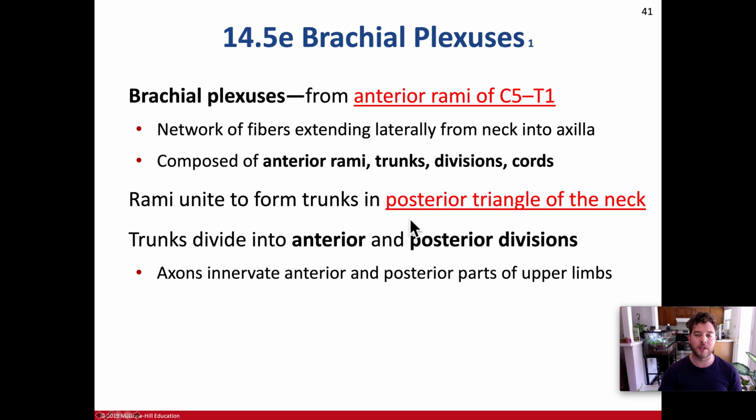So the rami unite to form trunks in the posterior triangle of the neck. The posterior triangle of the neck is bordered by your sternocleidomastoid, your SCM, your clavicle, and your trapezius. So that little triangle that gets made right here, that's your posterior triangle. Your anterior triangle is your SCM, your trachea, and your jaw. So you have your anterior triangle and then your posterior triangle. Your brachial plexus is going to be coming out of your posterior triangle and then down to your arm. It's going to innervate the anterior and posterior parts of the upper limbs.